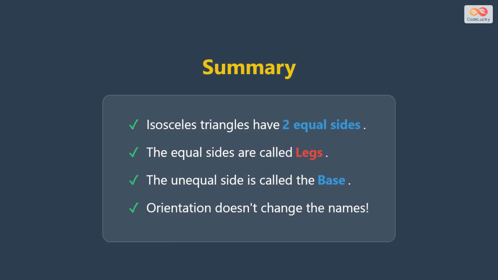To recap, an isosceles triangle has two equal sides called legs. The third, unequal side is the base. And remember, the position or orientation of the triangle does not change these names.